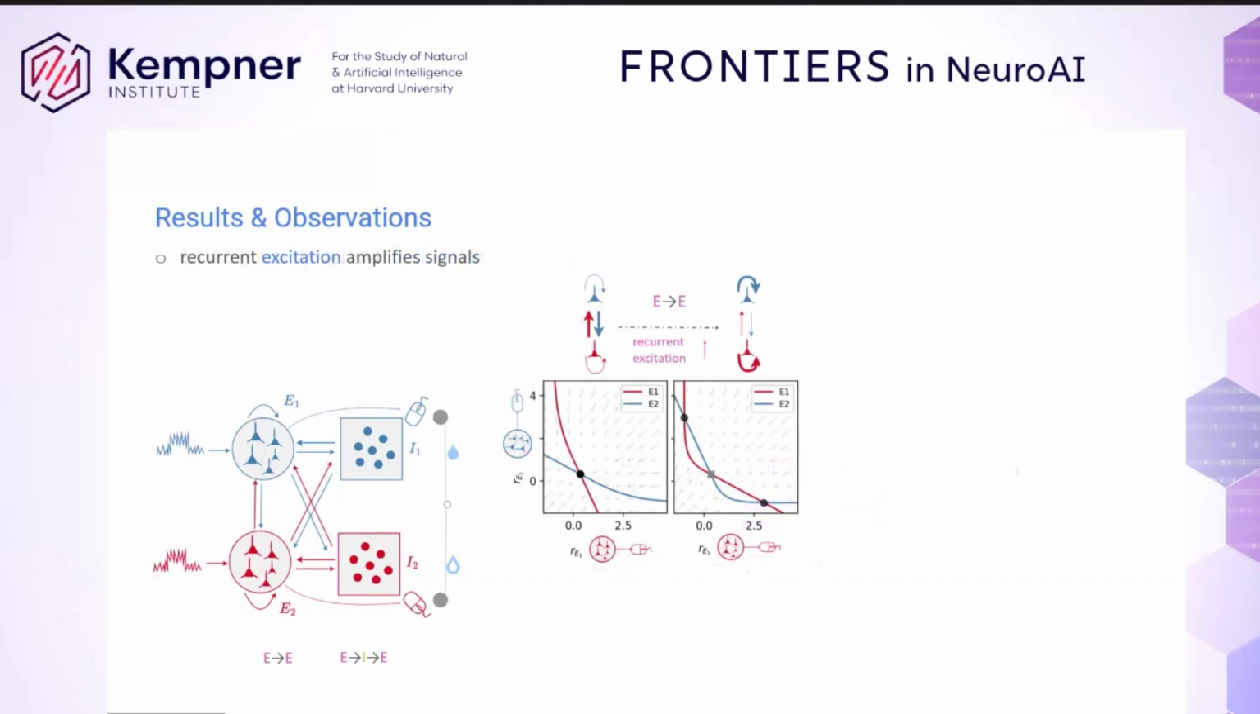We observe that when we increase recurrent excitation, this tends to amplify signals. Here I'm plotting the phase space activity of the excitatory populations. And we see that one attractor point is going to split into two attractor points separated by a saddle point as we increase recurrent excitation, and the two attractor points correspond to the two decisions.